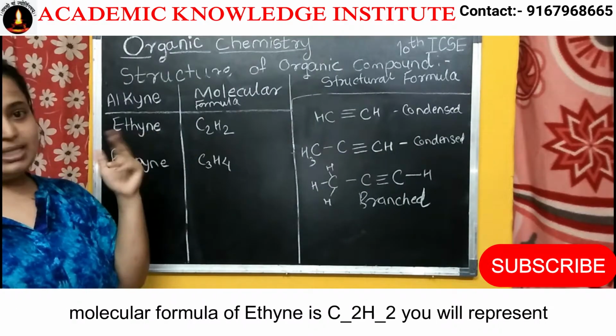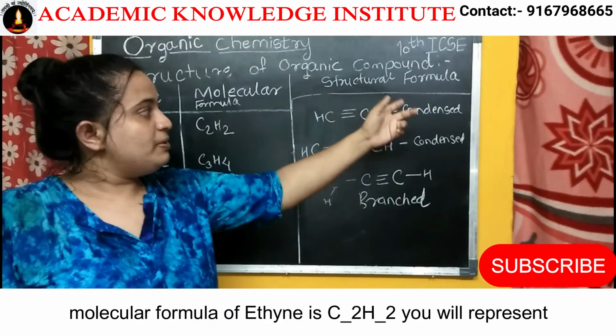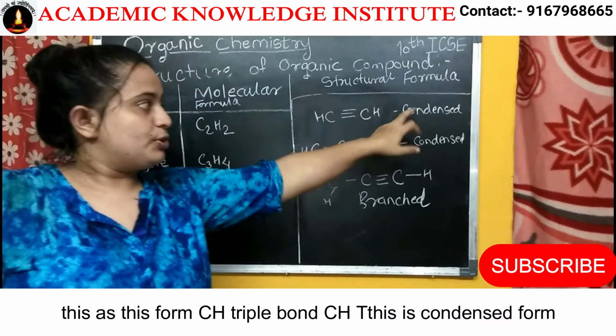The first alkyne is ethyne. The molecular formula of that is C2H2, and you will represent this in the form CH triple bond CH. This is the condensed form.